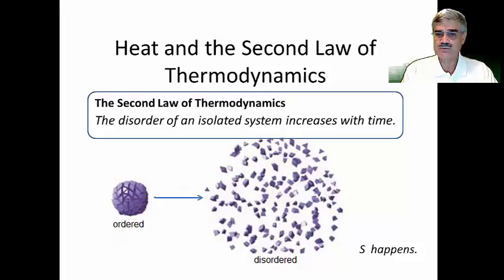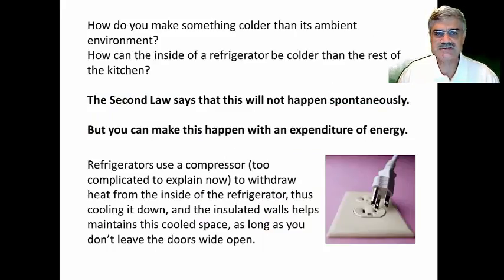In this lesson, we'll talk about how there is always a loss of energy in mechanical processes. Energy is always dissipated. It's always lost. It is one of the consequences of the second law of thermodynamics. But first, let's ask the question, how do we make something colder than its ambient environment? We just said that the second law tells us that there's not a spontaneous separation of hot and cold regions.